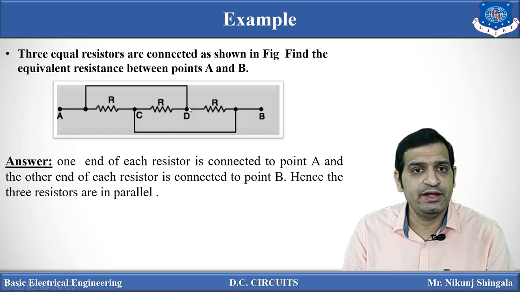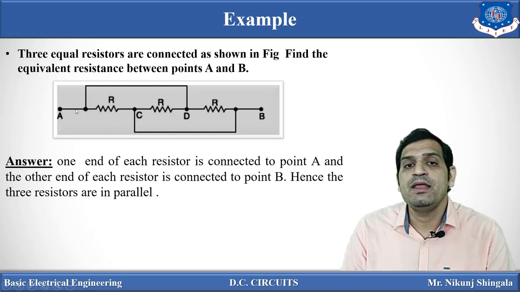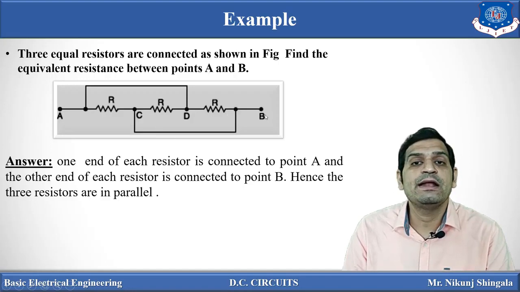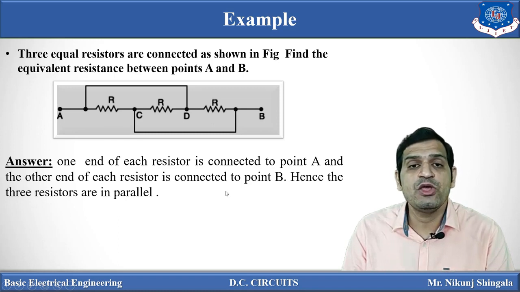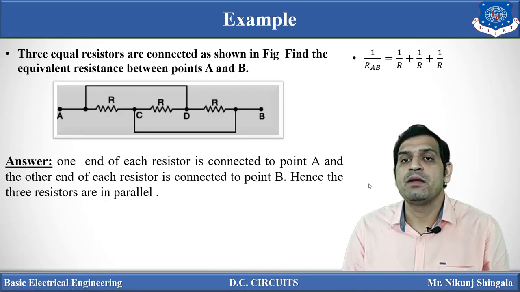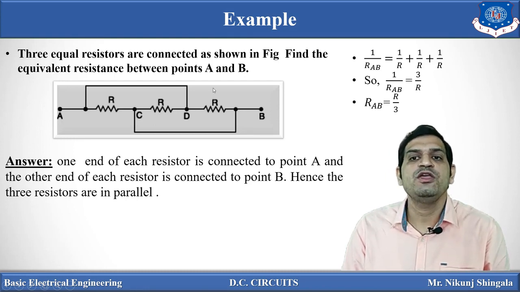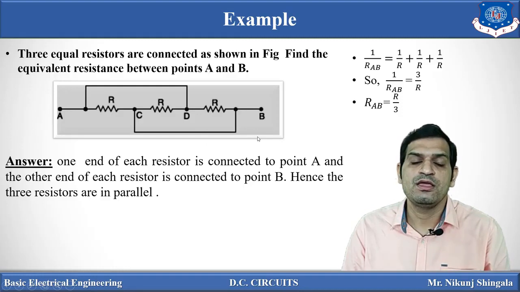If we redraw this circuit, all the resistors are connected in parallel because one end of each resistor is connected to point A, A and D are shorted points, B and C are shorted points, and the other ends of all the resistors are connected to point B. So according to the parallel resistance equation, 1 divided by RAB is equal to 1 divided by R plus 1 divided by R plus 1 divided by R. So 1 divided by RAB is equal to 3 divided by R. So RAB is equal to R by 3 ohm. This is the equivalent resistance for the given circuit.